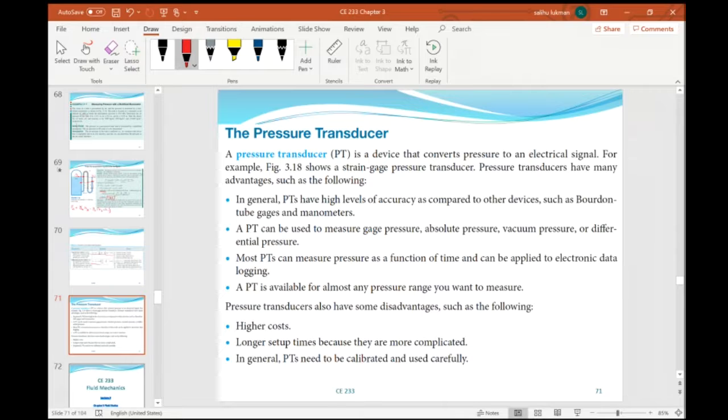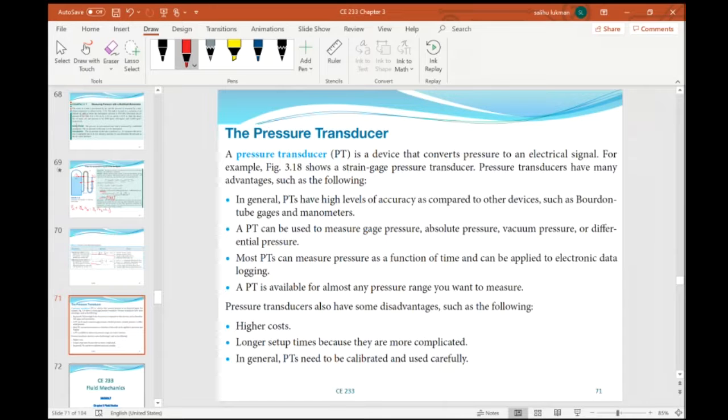Most pressure transducers can measure pressure as a function of time and can be applied to electronic data logging, meaning it can measure dynamic pressure, okay, which varies with time. And you can log it, meaning you can get the values logged into a particular system online, okay? A pressure transducer is available for almost any pressure range you want to measure, meaning whether small pressures or high pressures. So it can take care of extreme ranges.